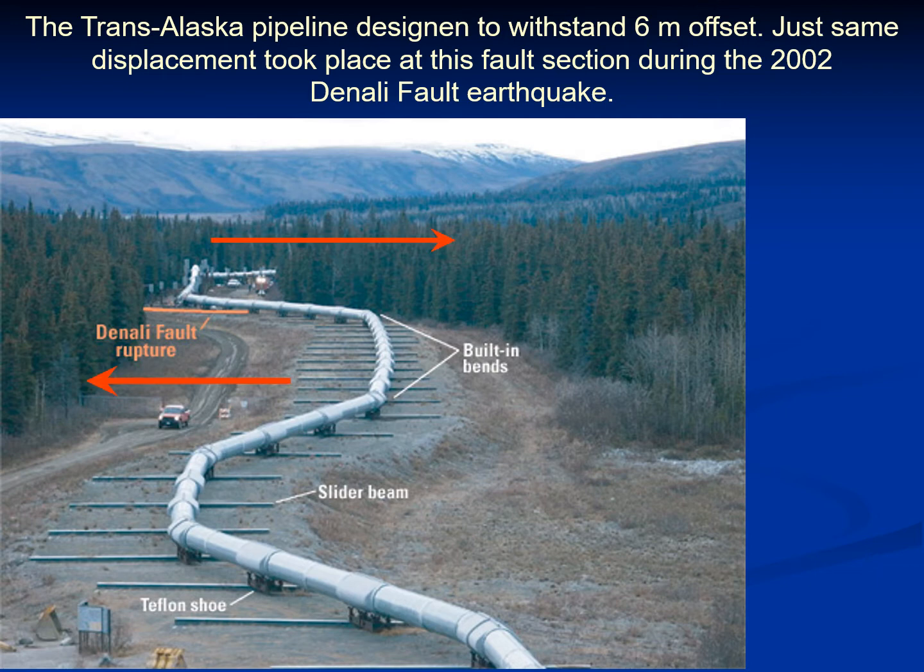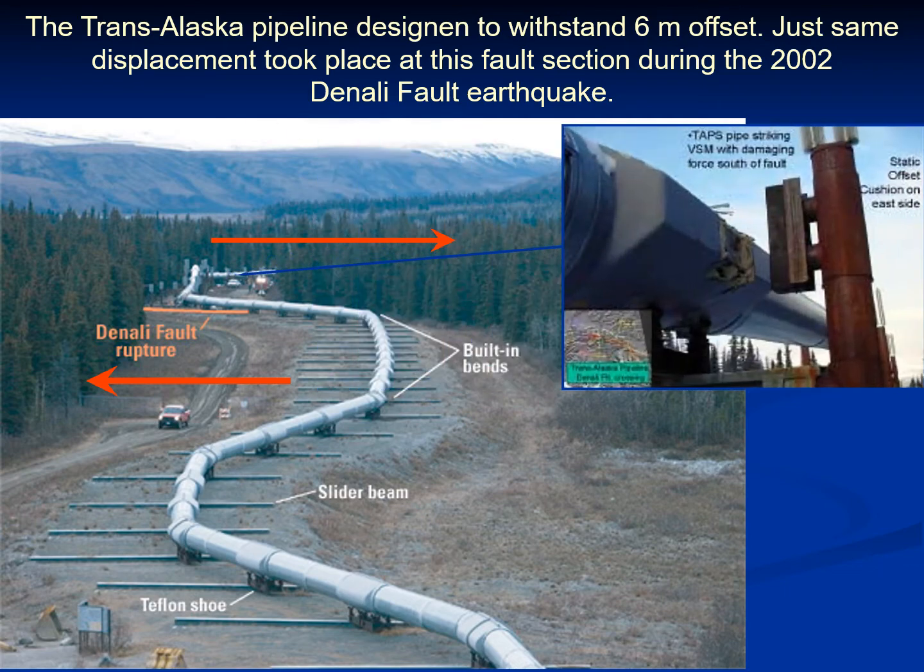Here was the Denali Fault rupture, and we can see how this section of on-land pipeline was designed. Here is the limit, some boundary, where the pipeline strikes this static pillar.